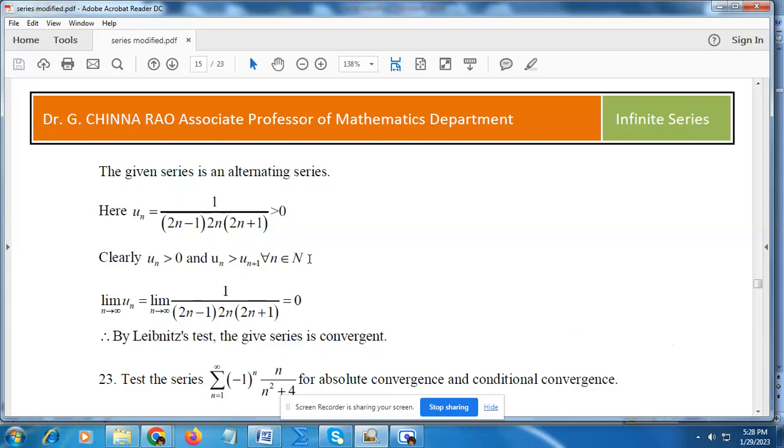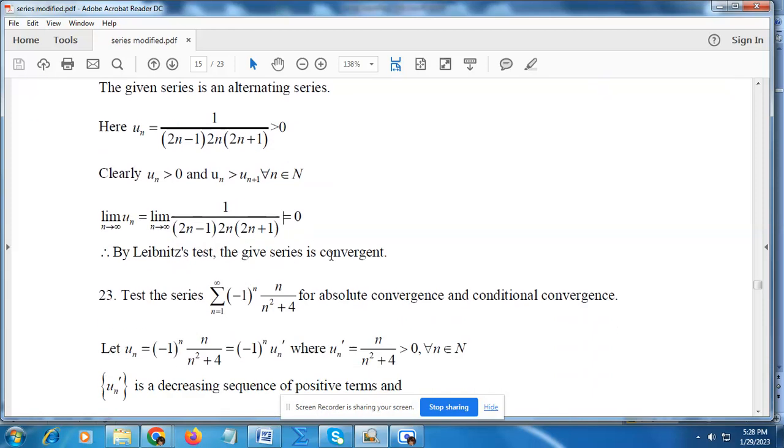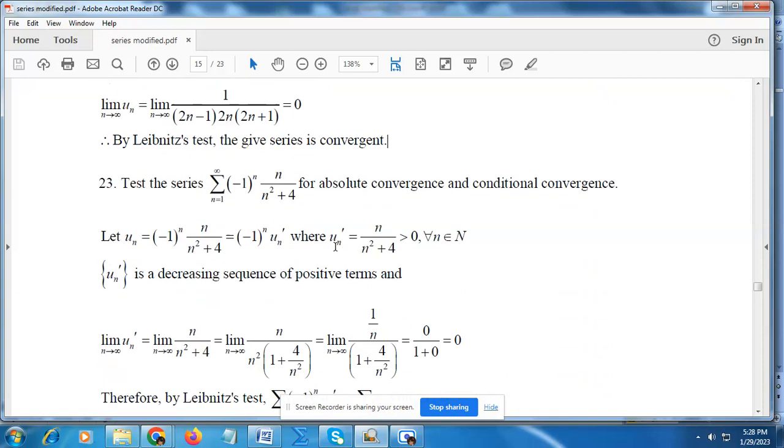First condition satisfied. And go for the second condition, limit of un as n tends to infinity. It is certainly 0. The first two conditions are satisfied. Therefore, by the Leibniz test, the given alternating series is convergent.